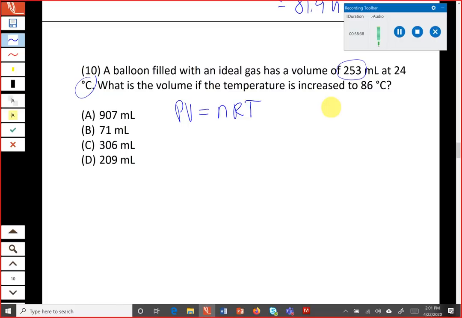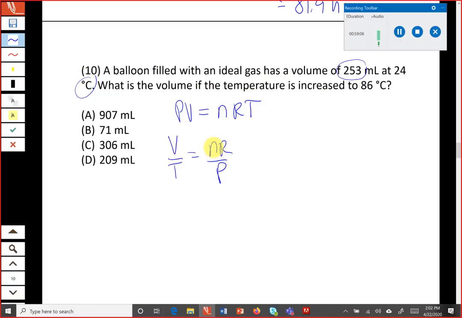So what we're going to do is take the 2 variables that are changing, volume and temperature, and move those over to one side, and then move everything that's constant over to the other side. So volume over temperature, rearranging, is equal to nR over P. We're just doing a little bit of algebra to move volume and temperature over to the same side of the equal sign. Now you might ask, how do I know all these are constant? Well, R is always a constant, the universal gas constant, of course.